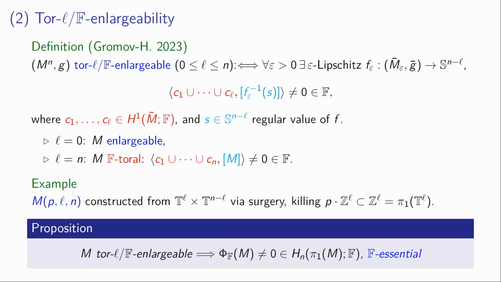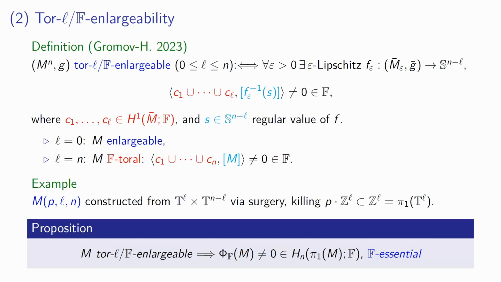But it is still toral. It still has this property that you find elements in the first homology, in this case of the elementary abelian group for the prime P of rank L. You take the product of these classes, and this will still detect the fundamental class of the n-manifold in coefficients in the field Z mod P, if we work with the prime. So one can jazz up the previous proof and prove that such manifolds are still F-essential. So here we have to work with a field F really.